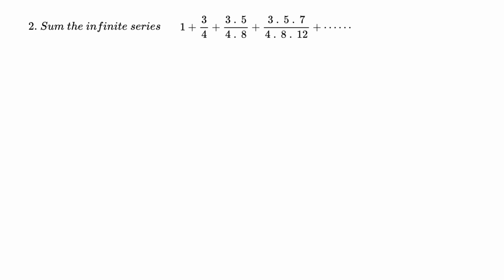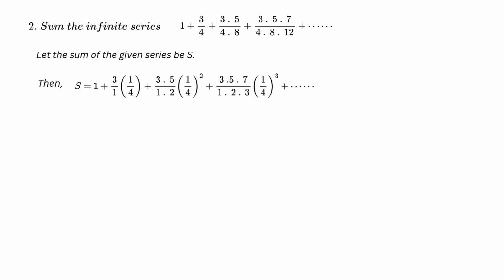That is our answer. Now, let us solve another question using the same method. Consider the series 1 plus 3 by 4 plus 3 into 5 by 4 into 8 plus 3 into 5 into 7 by 4 into 8 into 12 plus etc. Let the sum of the series be S. Then S is equal to 1 plus 3 by 1 into 1 by 4 plus 3 into 5 by 1 into 2 into 1 by 4 whole square plus 3 into 5 into 7 by 1 into 2 into 3 into 1 by 4 whole cube plus etc. Now compare this with the standard binomial expansion.